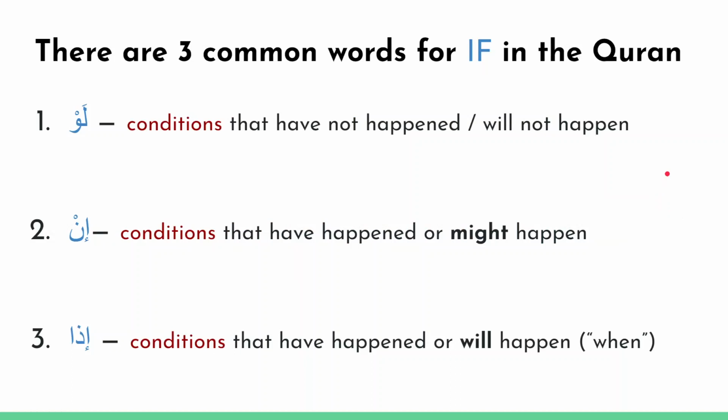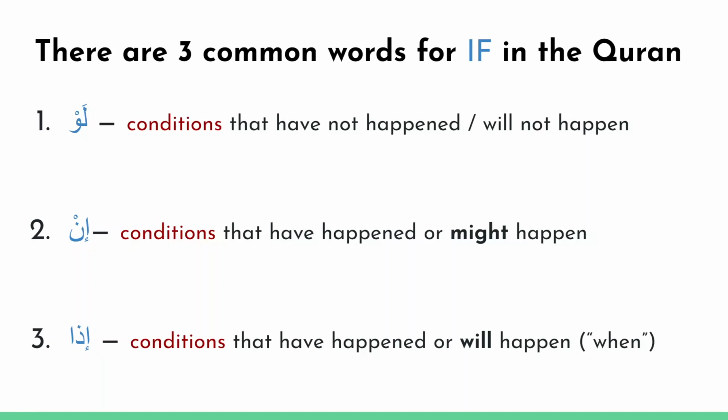So first of all, what are the ways that you can say if in Arabic? In the Quran, there are three common words. The word law, the word in, and the word idha. So starting with the word law. The word law is used for hypothetical situations that have not happened and will not happen. Okay, so that's when you use the word law, and we'll see some examples of this.